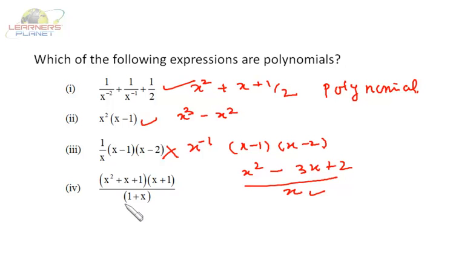Similarly, in this case, this is x plus 1 and there is 1 plus x in the denominator, so we can cancel it and the remaining expression is a polynomial provided x is not equal to minus 1. So this will be a polynomial only if x is not equal to minus 1. Now students, what would happen if x is equal to minus 1? If x is equal to minus 1, then the denominator will be 0, or we will get a 0 by 0 form which is not defined. So this expression will be a polynomial only if x is not equal to minus 1. So there is a condition.